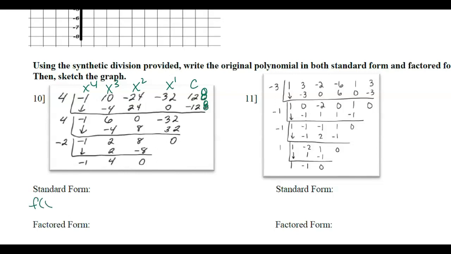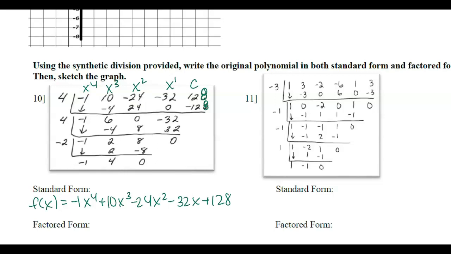So we can write this as f of x equals, your a value is negative 1 because it's your leading coefficient. That's the number. So negative 1 x to the 4th power plus 10x cubed minus 24x squared all the way down to 128. So get that done right now. That's easy.